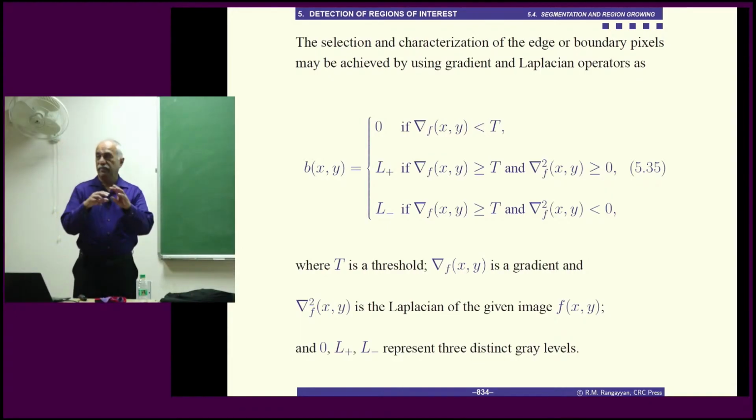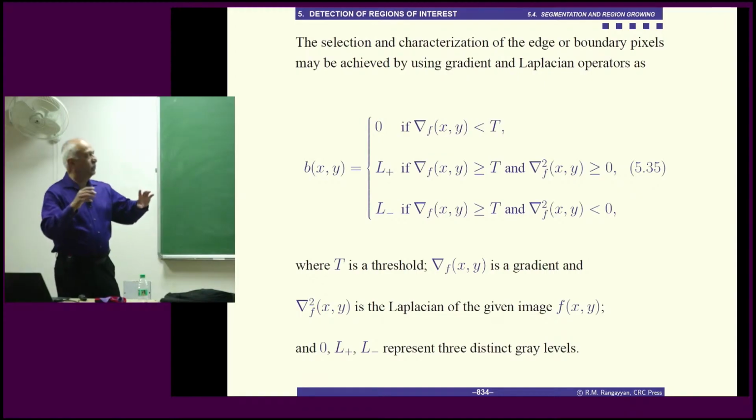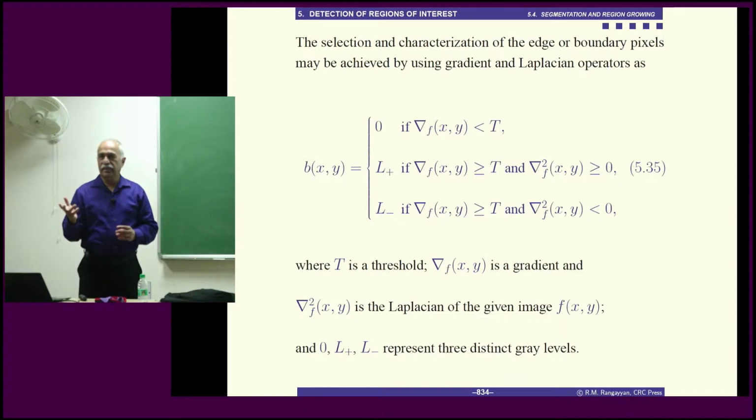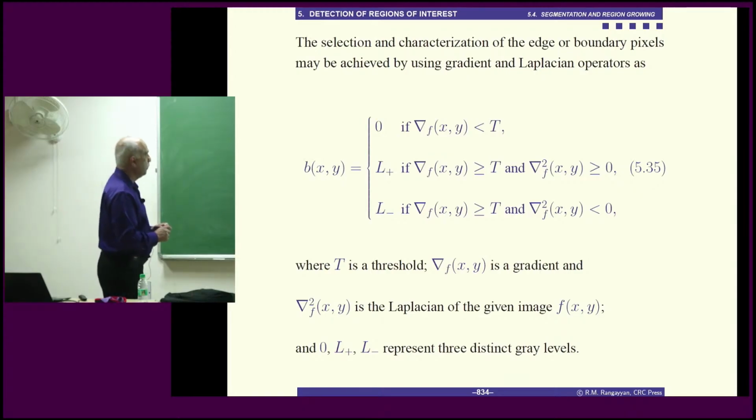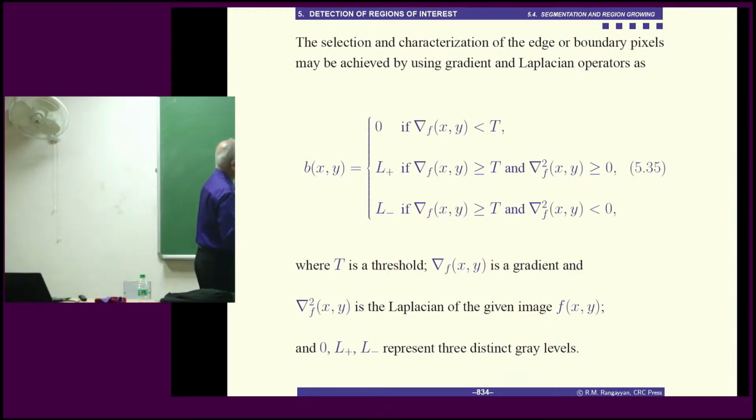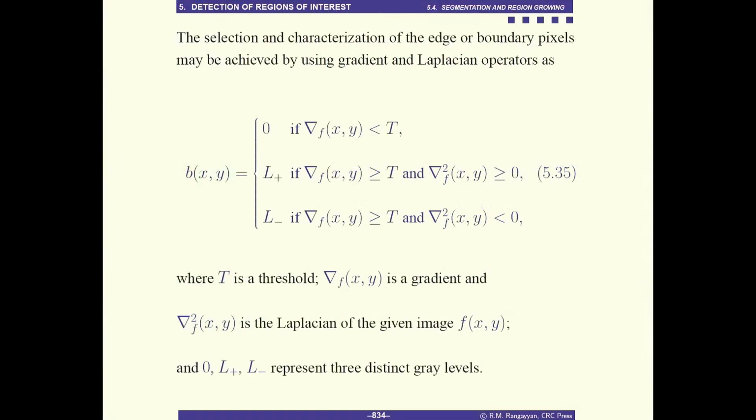So if you want, you can have three categories, not just inside the object and outside, but the background where there is no gradient, and the leading edge and the other edge. Nabla square is the Laplacian, the other is the gradient. So these are three levels in the output.